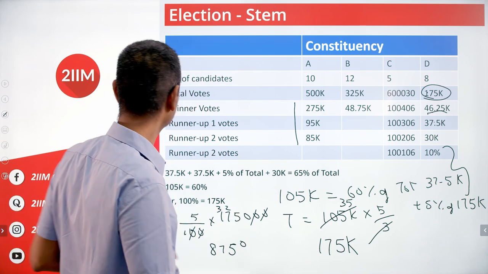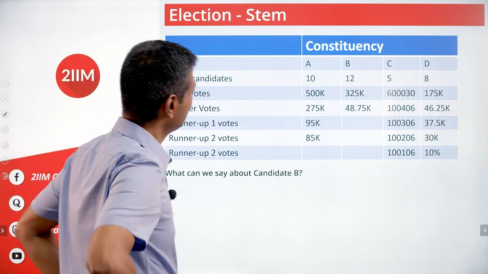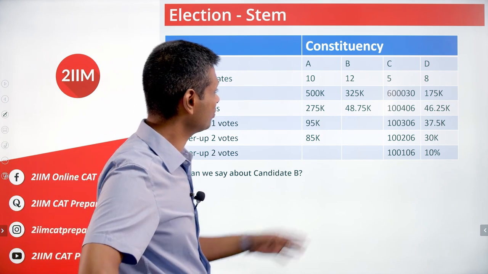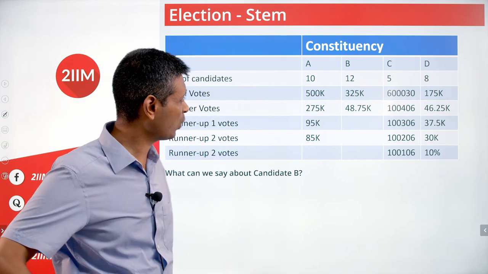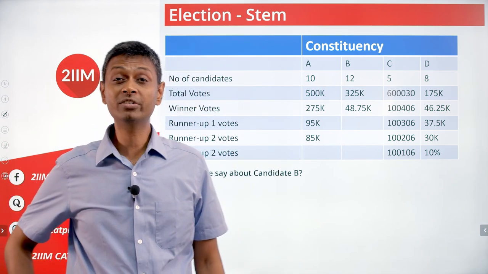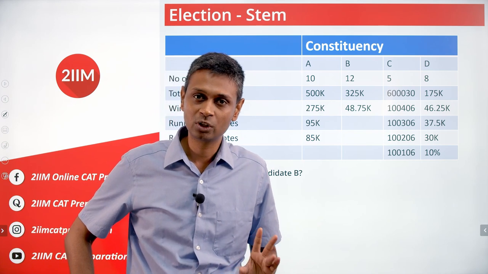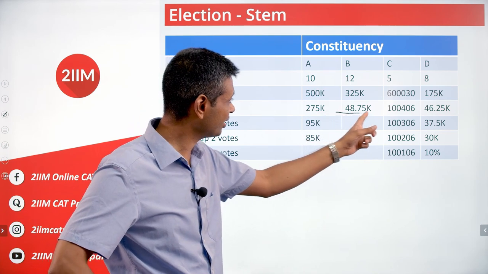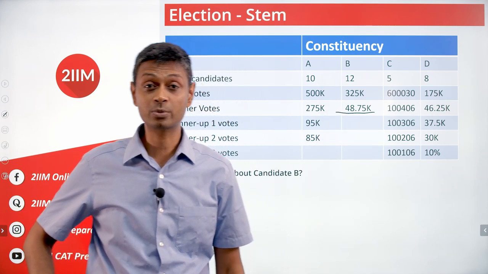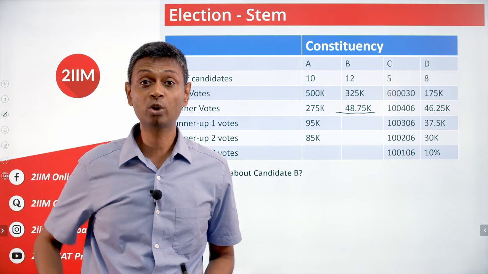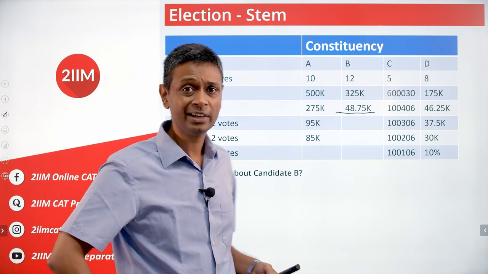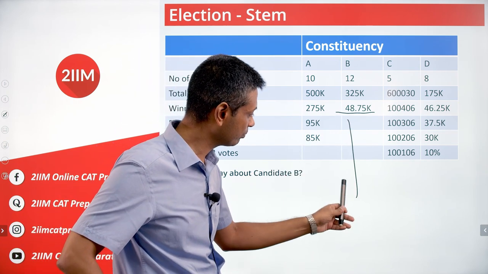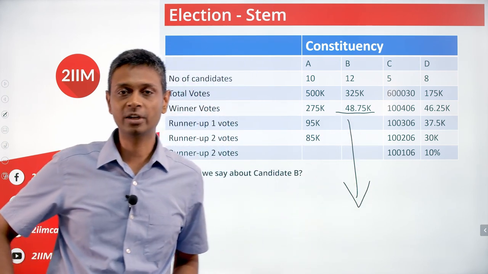Let's look at B. And very interesting. B is very interesting. 325,000 votes were polled. The guy who won got 48.75. And so what is 1/6 of 325? 1/6 of 300 is 50,000. 1/6 of 325 is more than 50,000. So this guy has got less than 1/6 of the vote. We've got a scenario which we discussed where you might win with less than 1/6 of the votes. This guy has won with less than 1/6 of the votes. That means everybody below him has lost their security deposit.